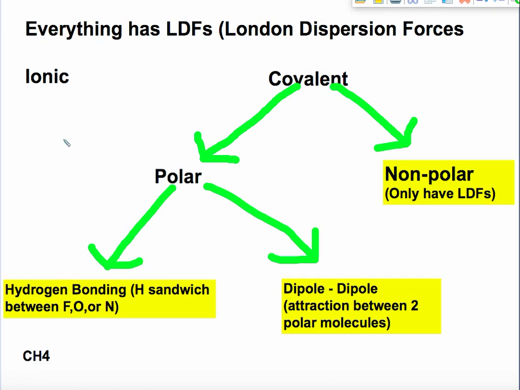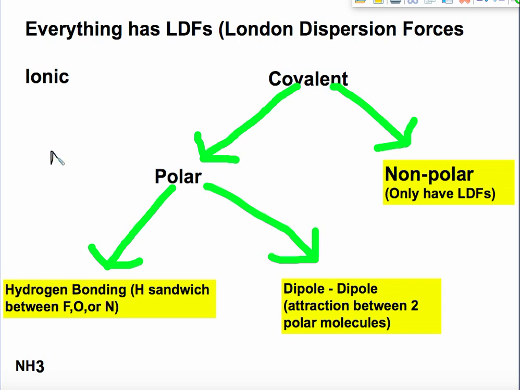All right, so CH4. Like I said, if you can't tell right away, you might have to draw it. It's not ionic, there's no metal. So you would draw it and you would end up getting this right here. So it's covalent, but it's nonpolar because it's tetrahedral and it's symmetrical. Therefore, the only forces that this has between itself and another molecule would be London dispersion forces.